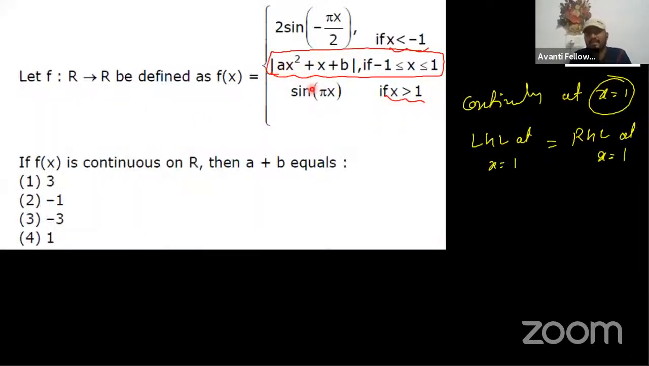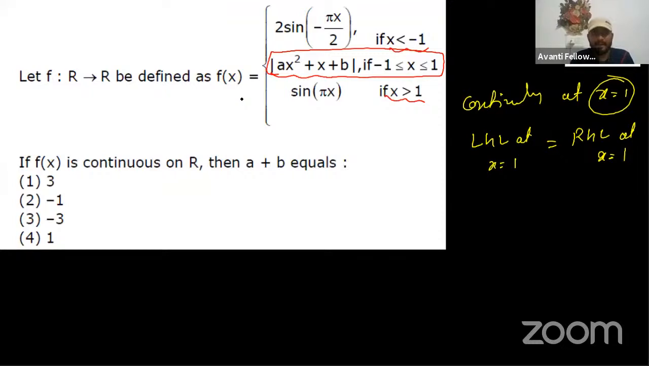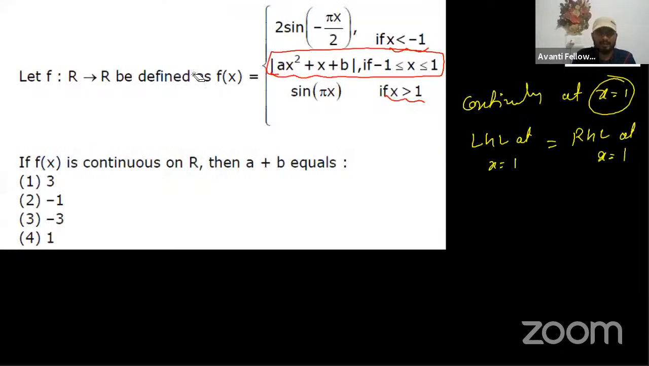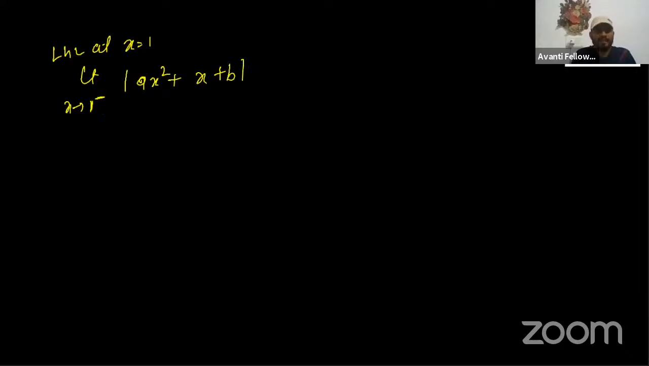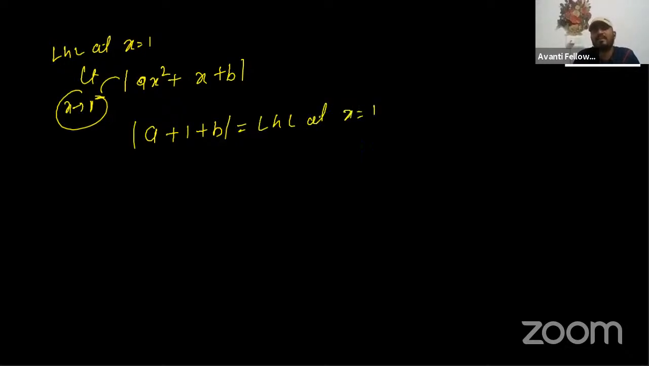So the limit as x is tending to 1 negative. I have to write modulus of ax square plus bx plus x square plus x plus b. Now we have to put x is equal to 1 here. So this becomes modulus of a plus 1 plus b. This is the left hand limit at x is equal to 1.